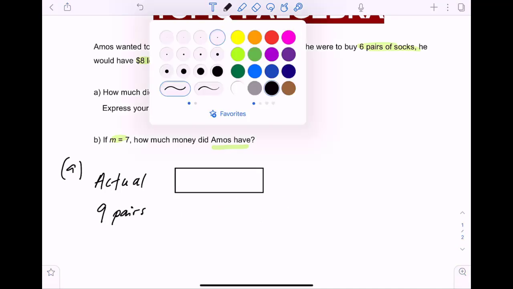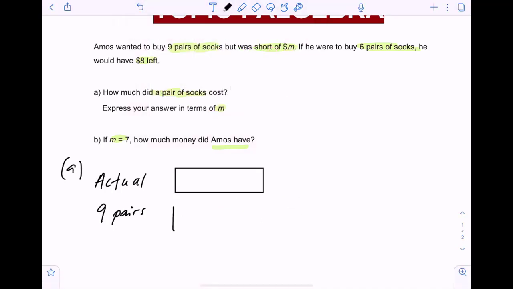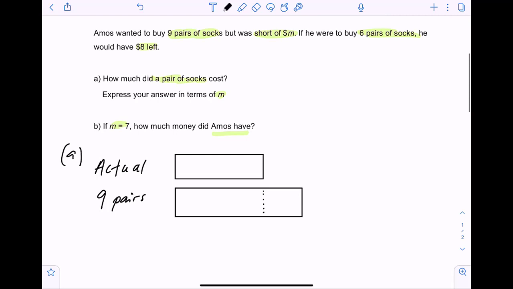So for 9 pairs of socks, the model will be a bit longer, like this. Okay, this is for 9 pairs of socks, and if he buys 9 pairs of socks, he will be short of $M.